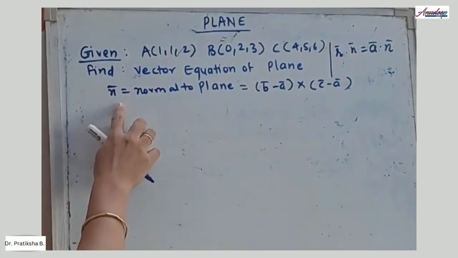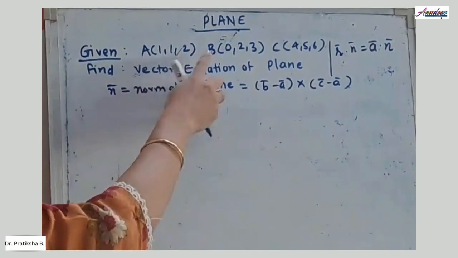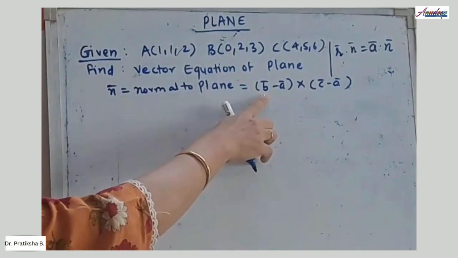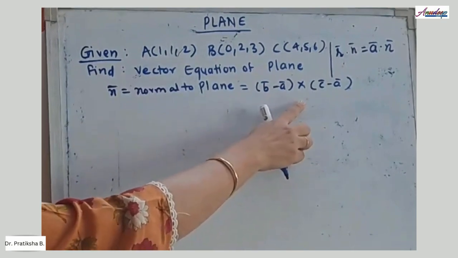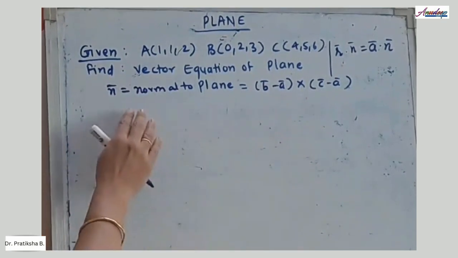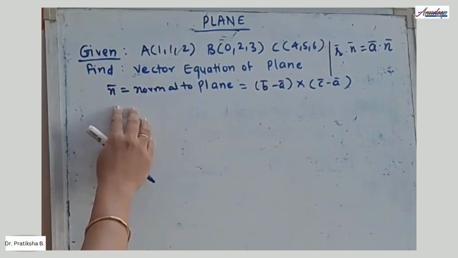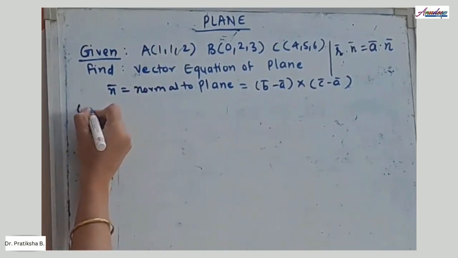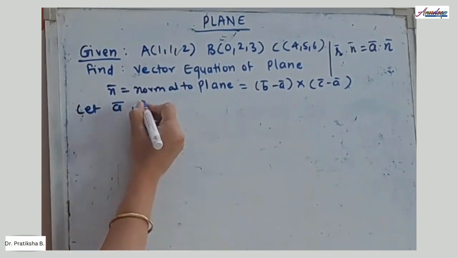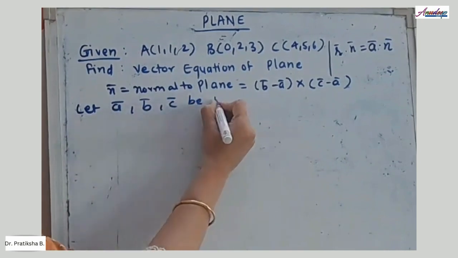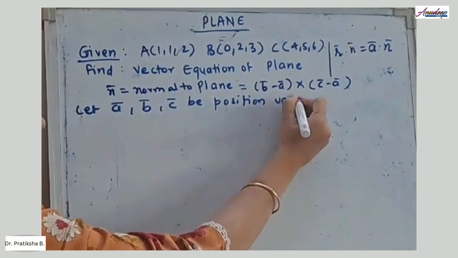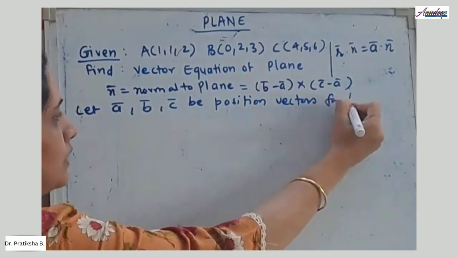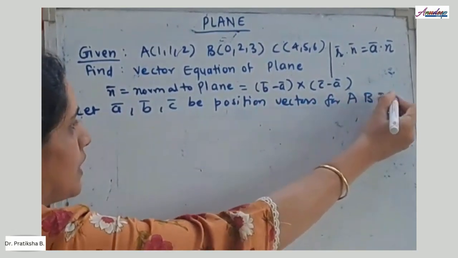If I want to find the normal to the plane for the given points, I can use the position vectors of the points A, B, C, and (B minus A) cross (C minus A) will give me n, which is normal to the plane. So let a, b, c be the position vectors for the points A, B and C.